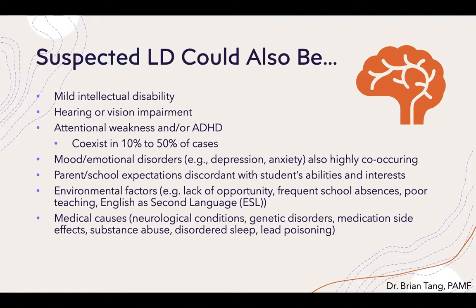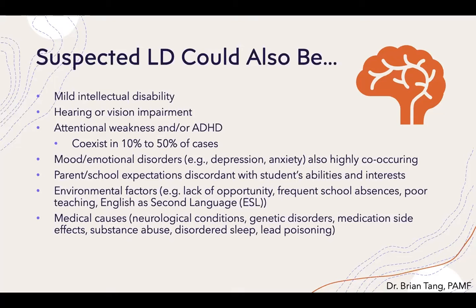Attentional weaknesses or ADHD are also a really common coexisting condition in about 10 to 50% of cases. So there's quite a range. And as you can see, it's also something that is often connected and really implicated in the way a child learns. So super important to address that.